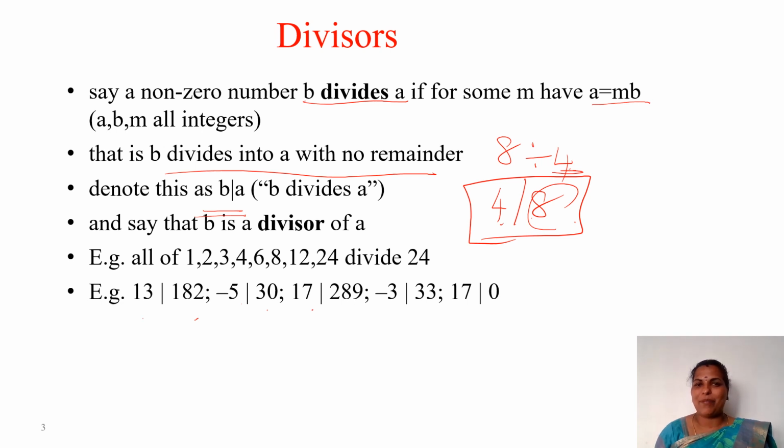These are some examples. Divisors you already know. In any division we have a divisor, that is the denominator, and the numerator we call the dividend. But here, what we say is the divisor divides the dividend. That is, B divides A. B is the divisor and A is the dividend.